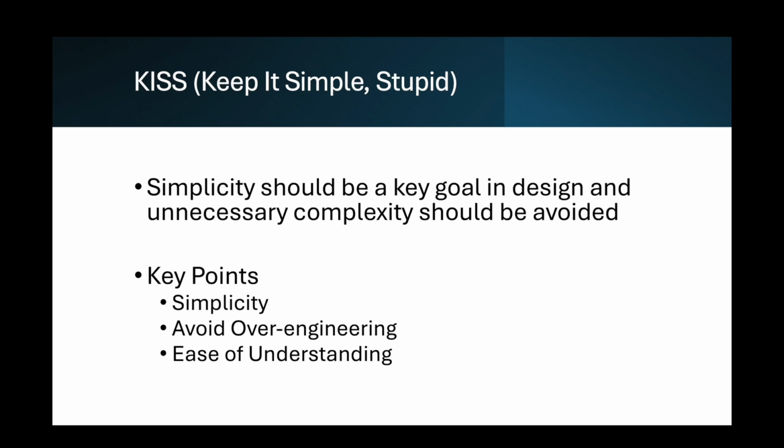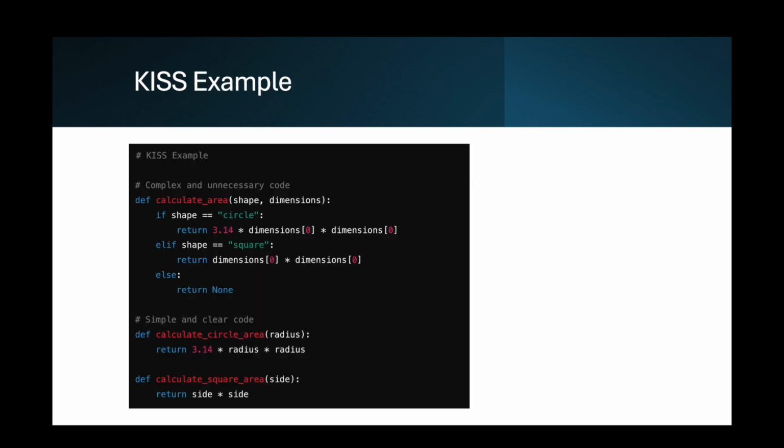The next one is ease of understanding. The simpler the code, the easier it is to read, understand and maintain. So here is an example for KISS, written in Python, where I have a calculate area function which takes shape and dimensions as parameters. I check if shape equals circle, return this; if shape equals square, return this; or return none.